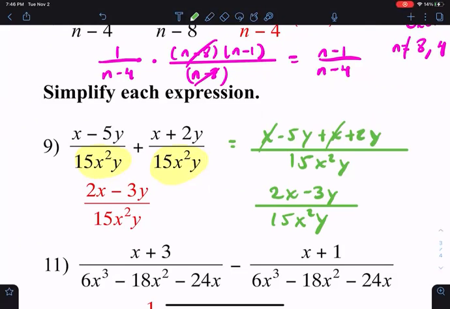So what creates division by 0? X cannot be equal. Well, they didn't ask for that, so that's good. So that's it. That's the answer.